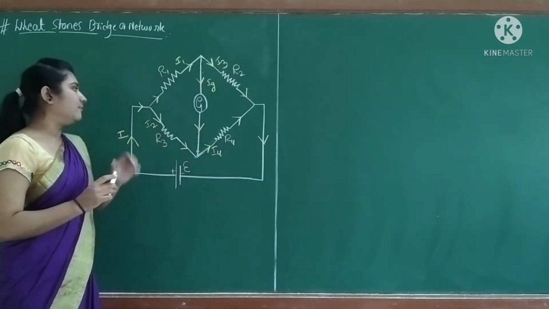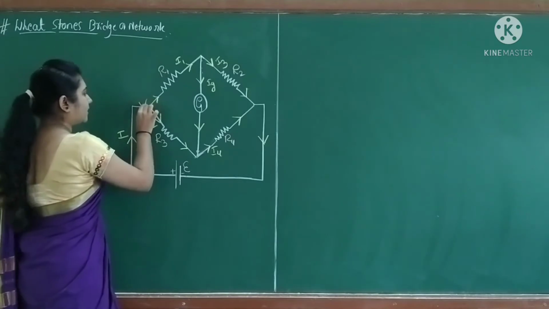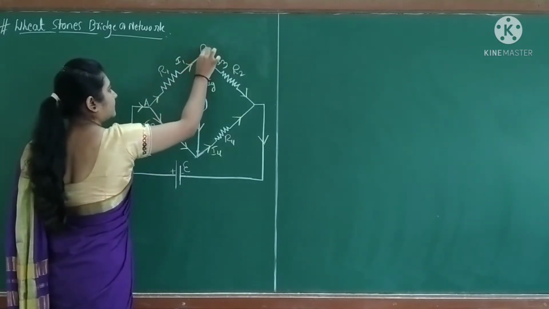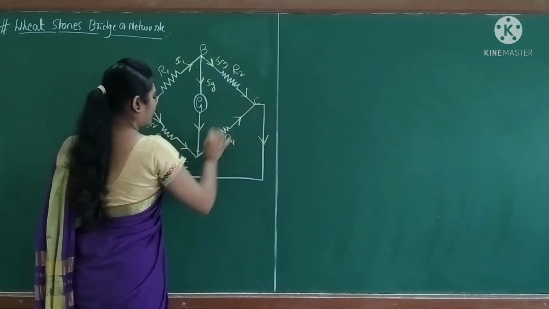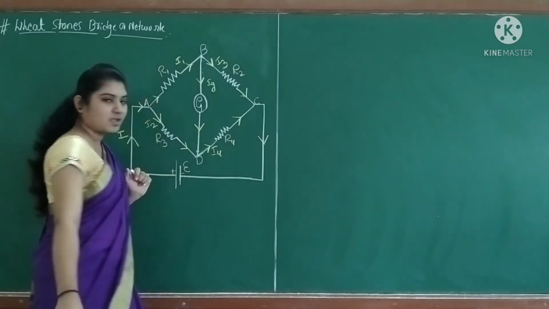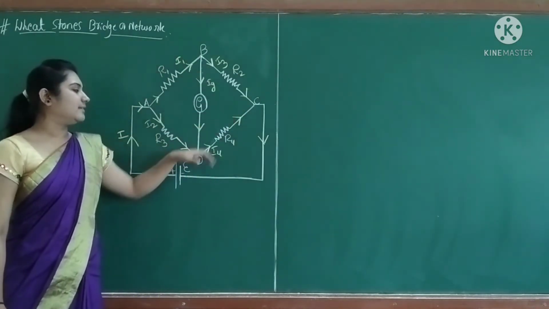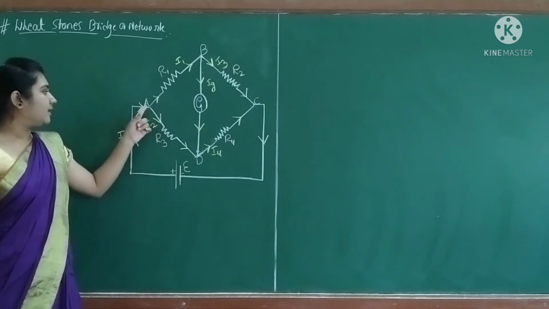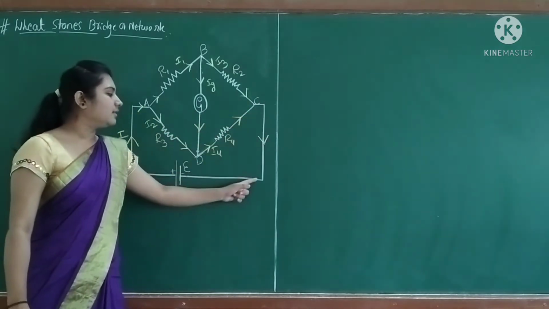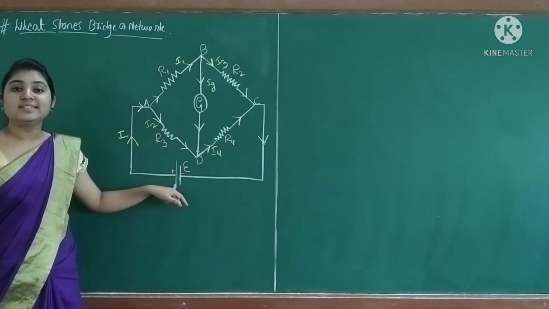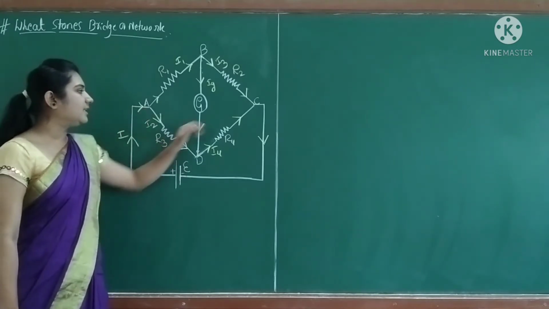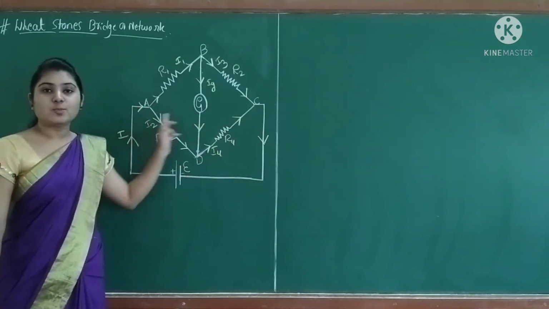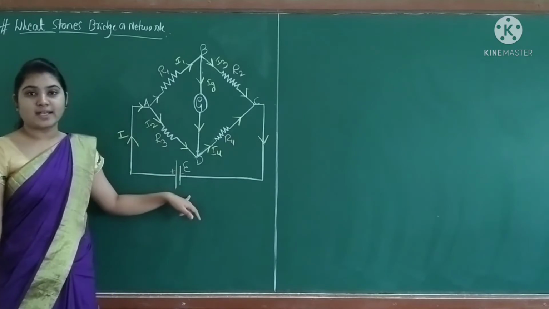Then here take point A, this is B, this is C, and this is D. I am giving the naming A, B, C, D. Then between A and C, here I connected one cell. At the middle point between these two, we connect one cell.